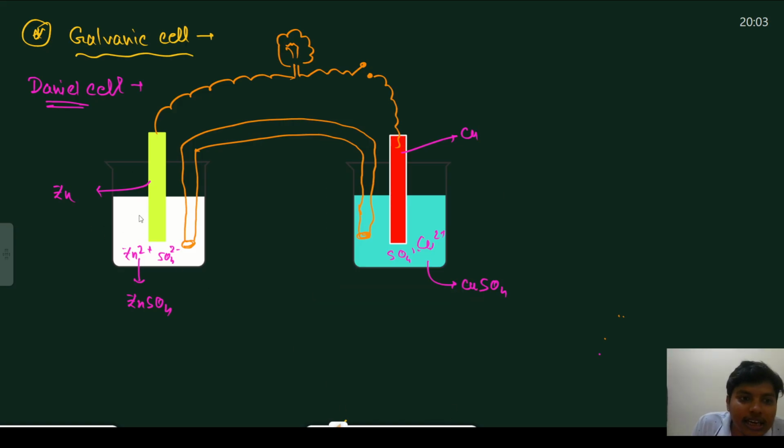Now this zinc electrode is neutral. Now Zn2+ will come closer to this electrode. Yes or no? Zn2+ will come closer to this electrode, so an electrode potential will develop. Similarly, here also some electrode potential is there.